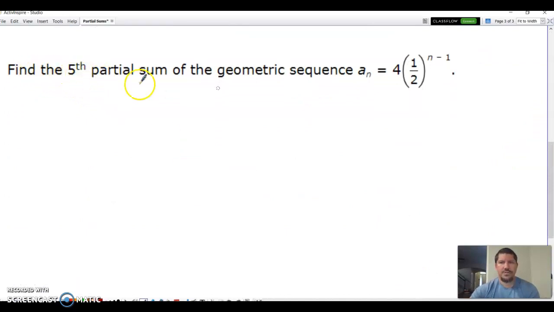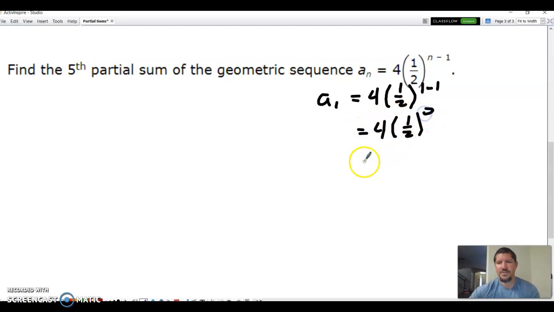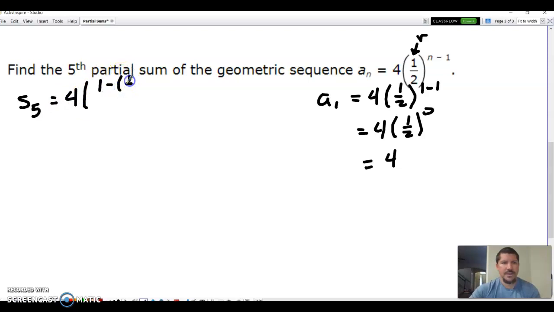Alright, so find the fifth partial sum. So again, I need a sub 1. It's going to be 4 times 1 over 2 to the 1 minus 1, or 4 times half to the 0, or 4. Remember, this right here is my r. Okay, so fifth partial sum is 4 times 1 minus half to the fifth over 1 minus half.